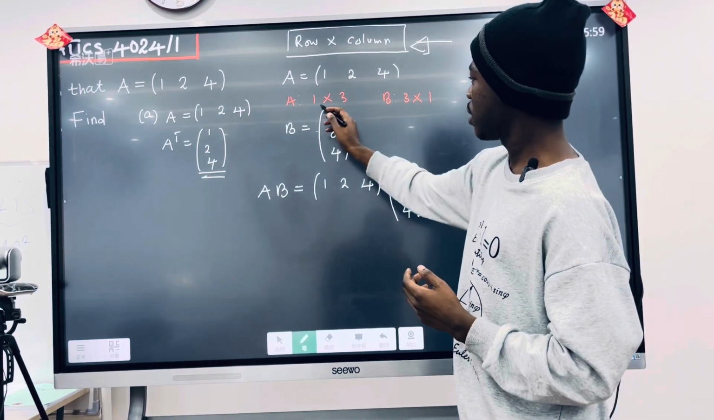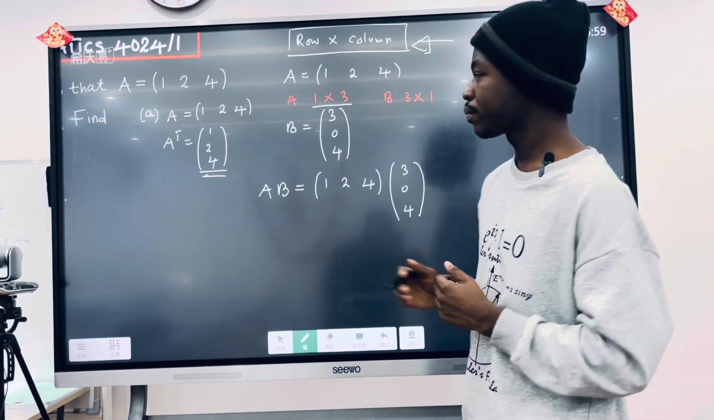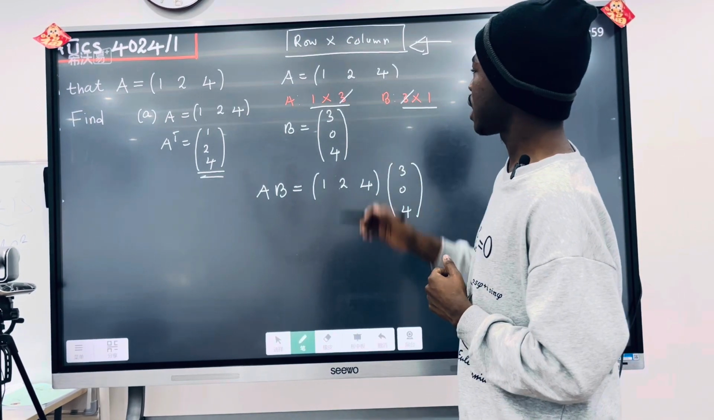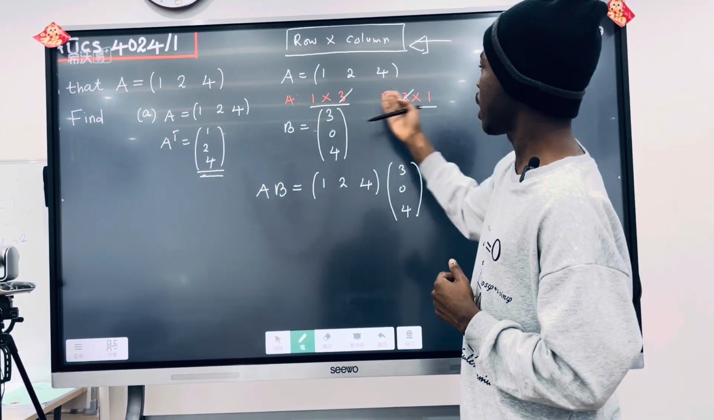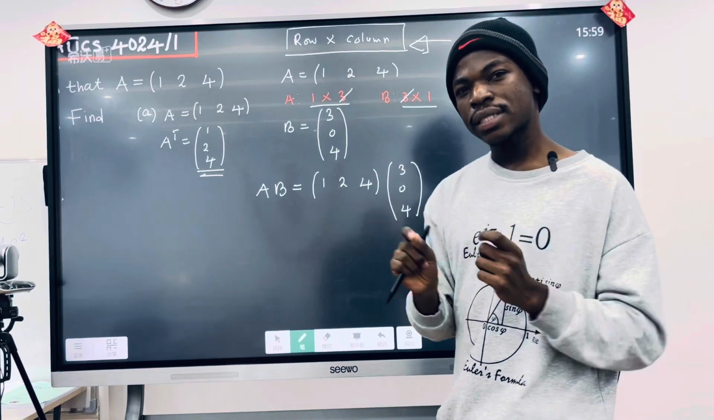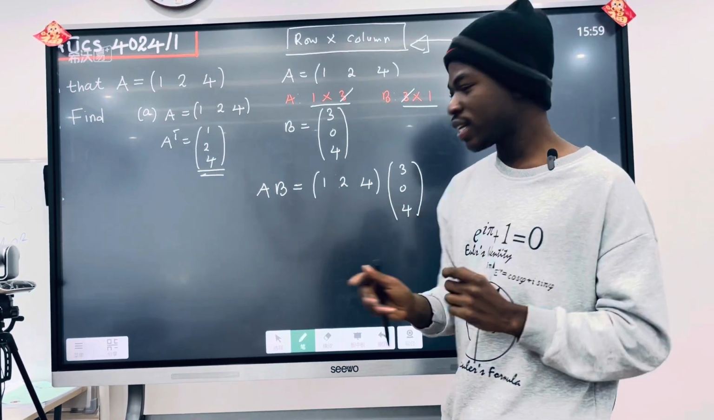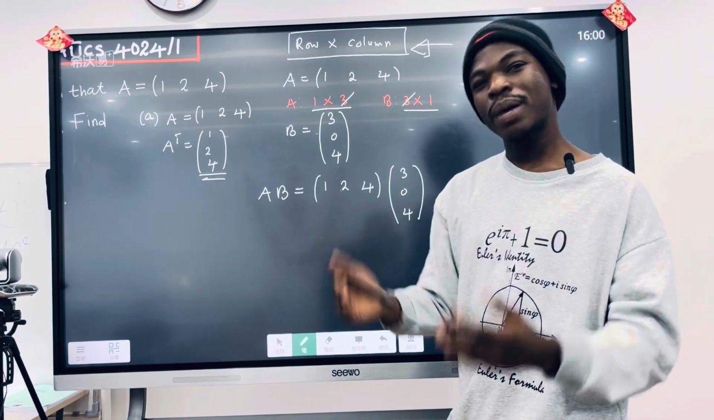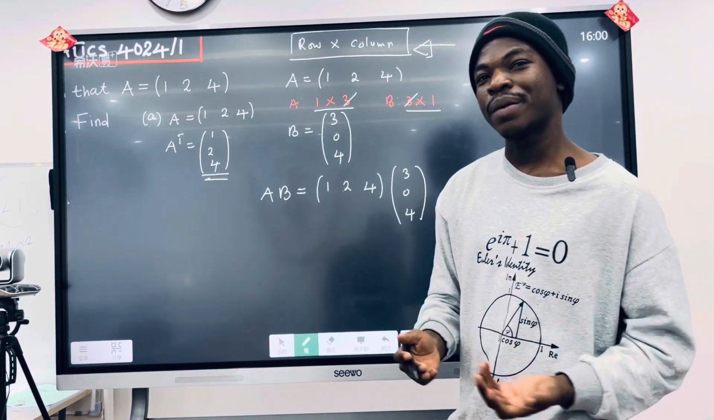Remember, this matrix was 1 by 3, then this one was 3 by 1. When you cancel out this and that, you're going to remain with a 1 there and a 1 there. Meaning the new matrix that you're going to find after multiplying these two should be 1 by 1. It's a 1 by 1 matrix, so one row and one column.